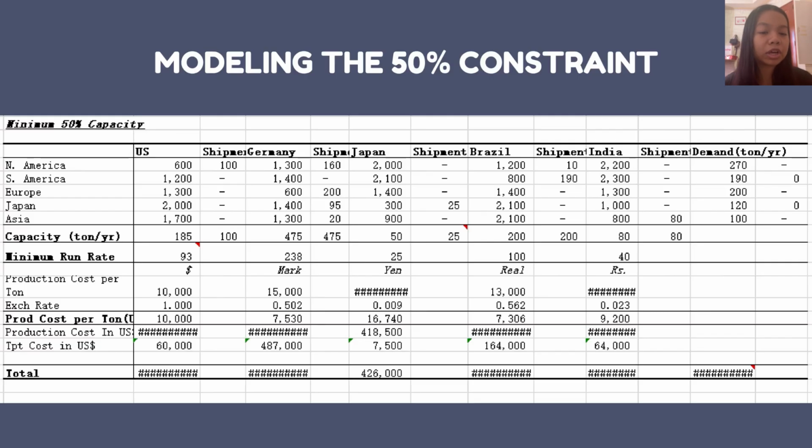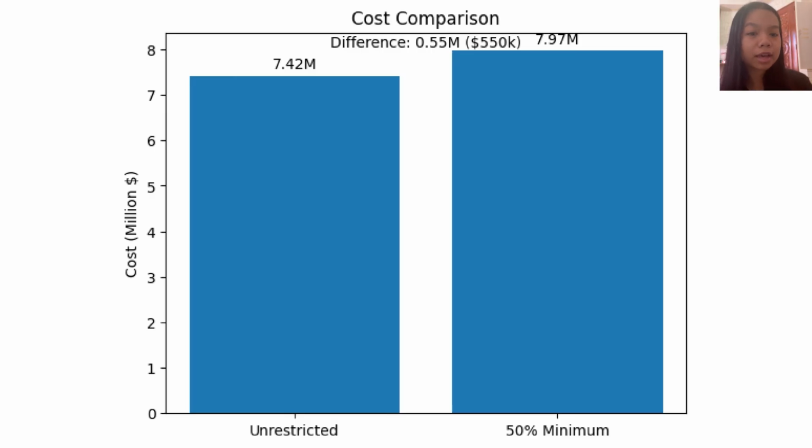So this is a perfect example of a binding constraint. The rule is actually dictating the flow of goods, overriding the natural preference of the lowest cost. Let's take a look at the price tag of our strategy. By forcing that 50% utilization, our total system cost jumped from 7.42 million to 7.97 million.